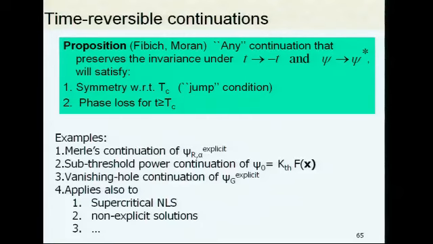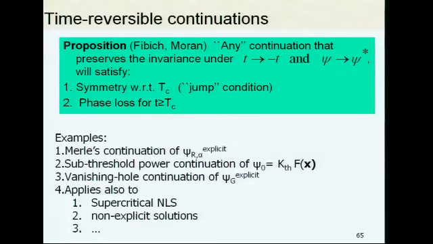But what we really used in making the continuation of this ring solution is just the fact that we have this time reversal property. And therefore, the conclusion is that any continuation of the NLS which would preserve the invariance under t going to minus t and psi going to psi conjugate would be symmetric with respect to Tc, and you would have the phase loss at and after the singularity.